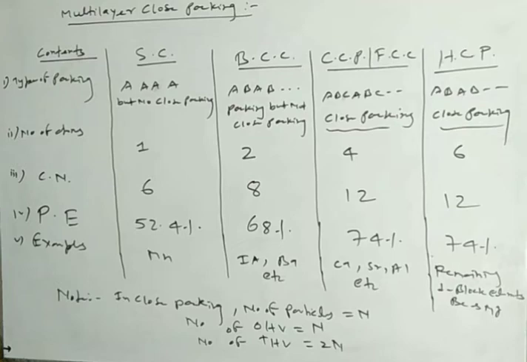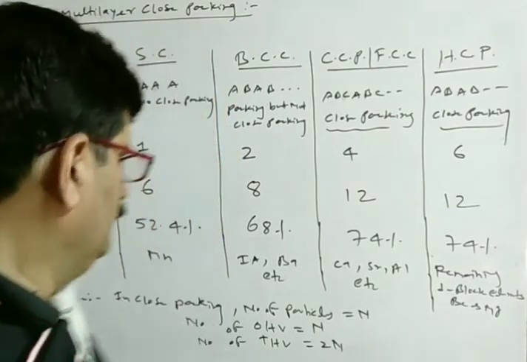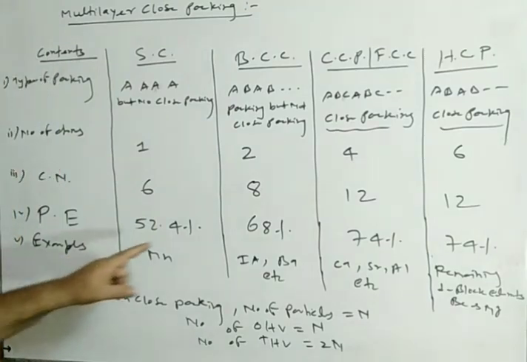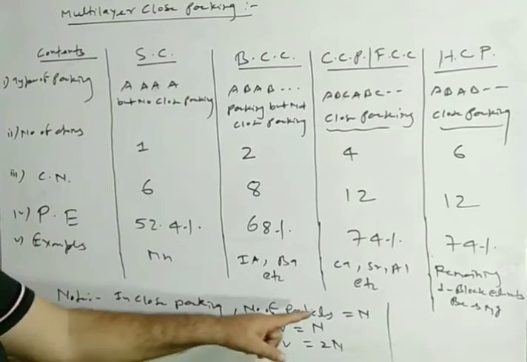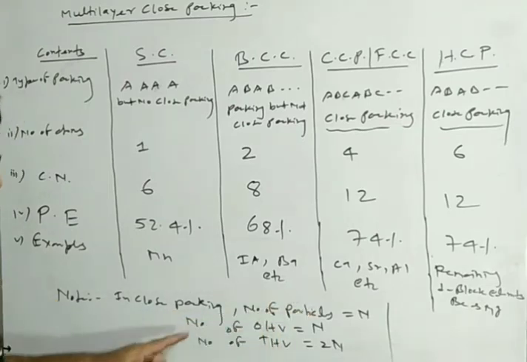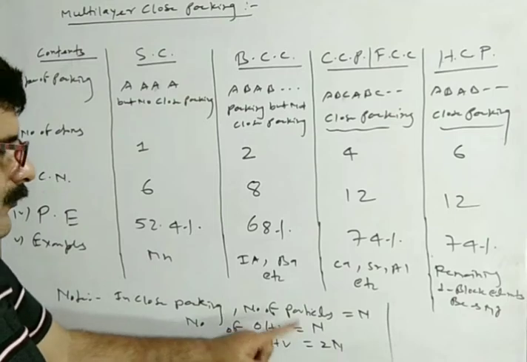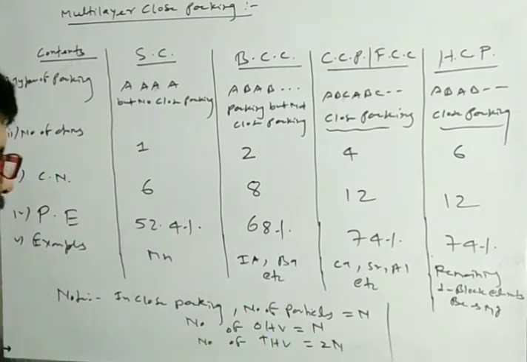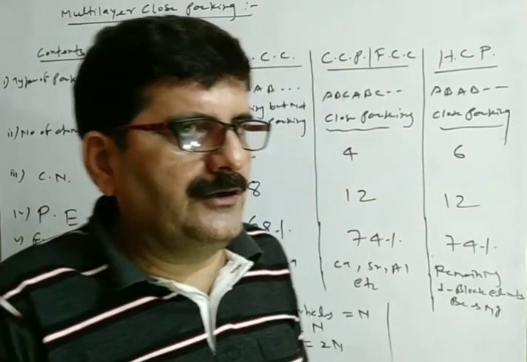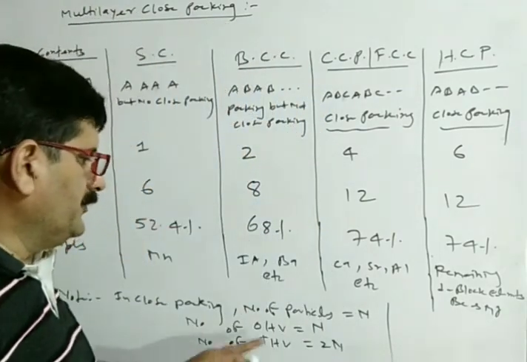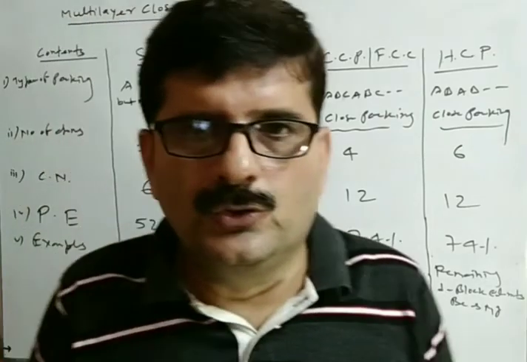We can determine packing efficiency with the help of formula. Examples are also given below. One important thing always remember for predicting the formula of compound: in close packing, if number of particles is equal to capital N, then number of octahedral void is equal to capital N, and number of tetrahedral void is just double of the octahedral void. Therefore, the number of tetrahedral void is equal to what? 2N.